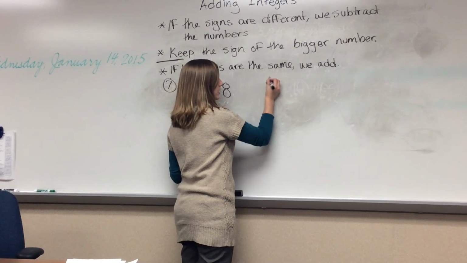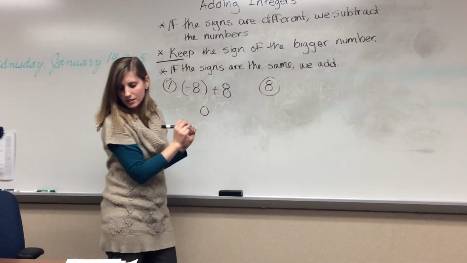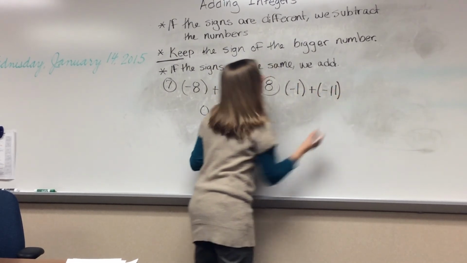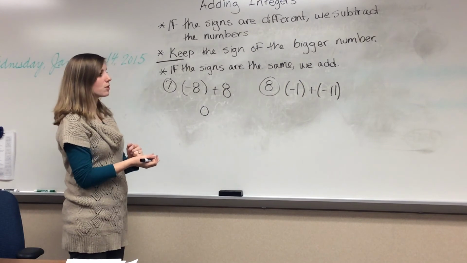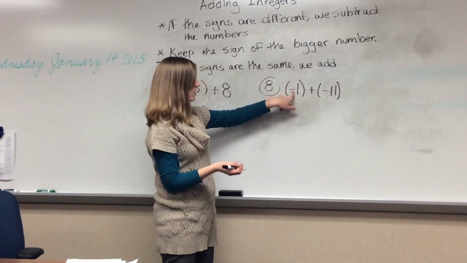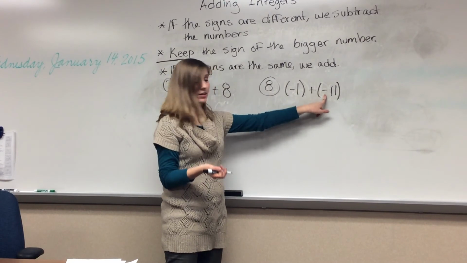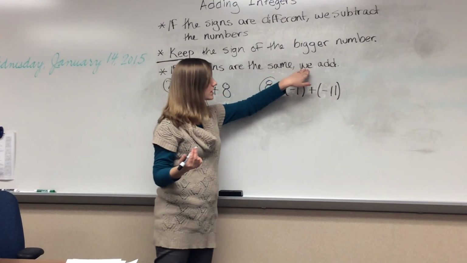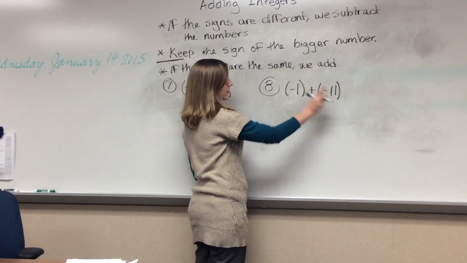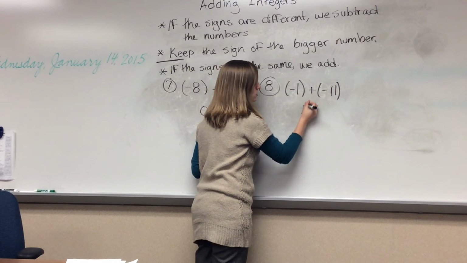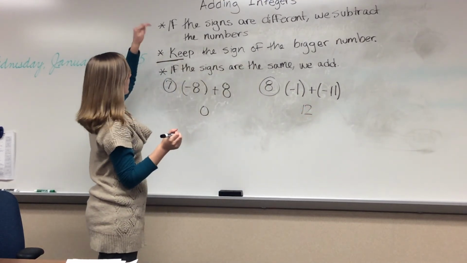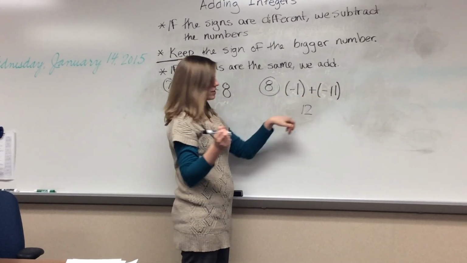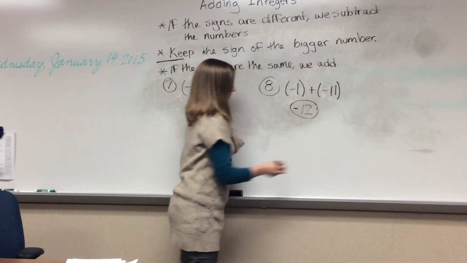All right, and the last one I want to do together, take a look at number 8. We have -1 plus -11. Okay, following the rules, we need to know if the signs are the same or different. Well, our first number is negative. The 11 is also negative, so that means the signs are the same. So if they're the same, it says we add. So add the two amounts together. 1 plus 11 is 12, and we have to keep the sign of the bigger number. 11 is bigger, so that means my answer should be negative. So the answer is negative 12.